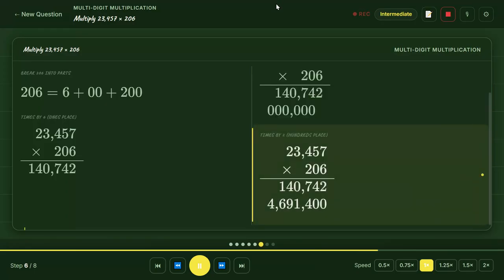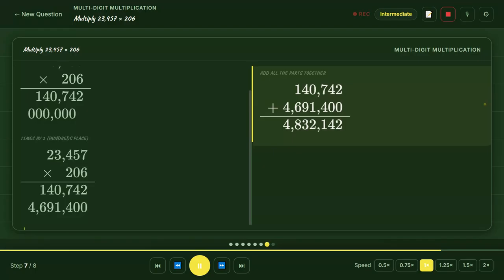Now the 2 in the hundreds place. Since 2 is in the hundreds spot, we put 2 zeros on the right first. Then we times 23,457 by 2. 7 times 2 is 14, write 4 carry 1. 5 times 2 is 10 plus 1 is 11, write 1 carry 1. 4 times 2 is 8 plus 1 is 9. 3 times 2 is 6. 2 times 2 is 4. That gives us 4,691,400.